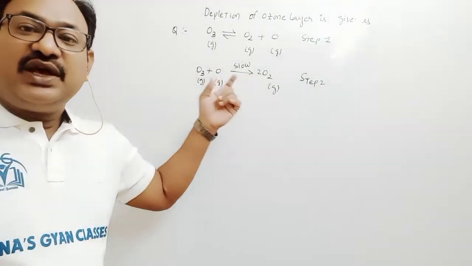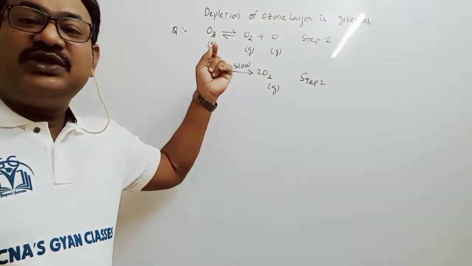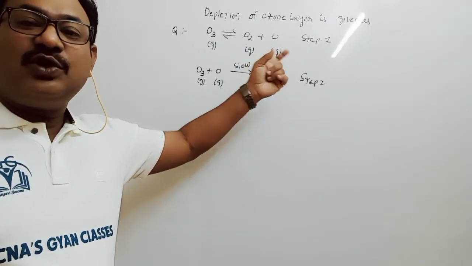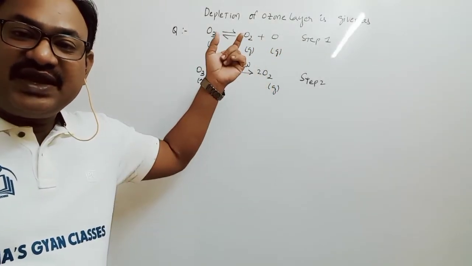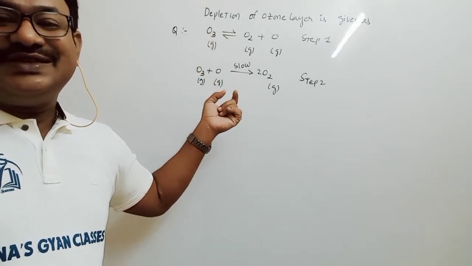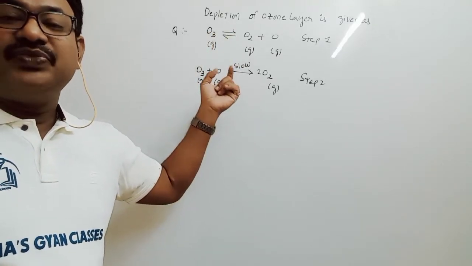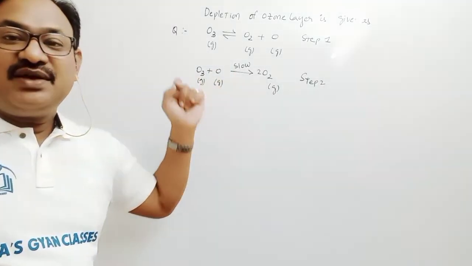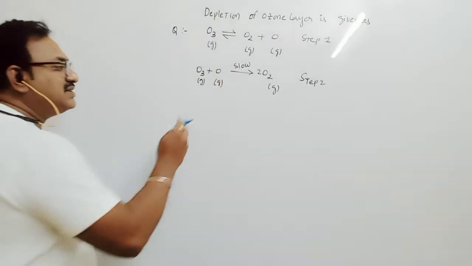Depletion of ozone layer is described like this. O3 gives rise to O2 plus nascent oxygen, that is step 1, and it is a reversible reaction. And the second step, O3 plus nascent oxygen gives rise to 2O2, and it is the slow step of the process.